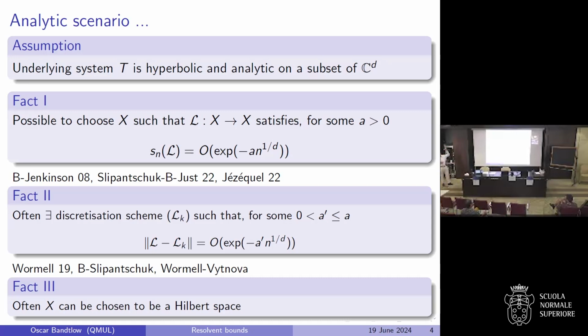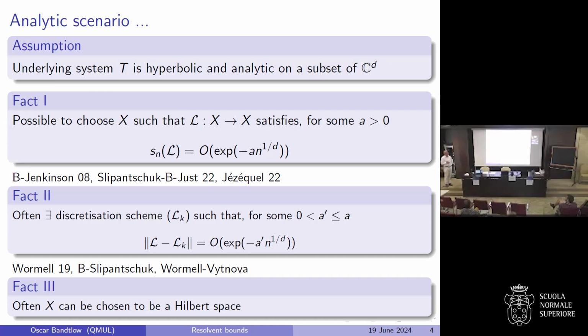Okay, so that's the first fact. If your map T is very, very nice, that is analytic, then you can arrange it in such a way that you can give an upper bound for the approximation numbers of your transfer operator. Okay, good. First fact. Second fact. So this bound here says there exist finite rank operators such that you can approximate L at the speed.